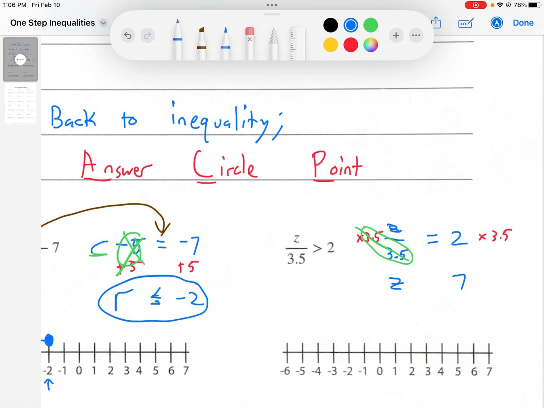Remember to turn this back to an inequality. Z is more than 7. Just put that sign back there. I kind of ignored it so I could treat this like an equation. And now I find my answer. My circle is open this time because my inequality sign doesn't have a line under it, and then my arrow points to the right. Kind of a dinky little arrow.